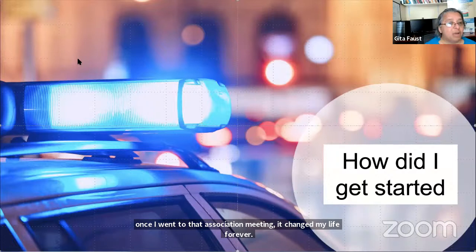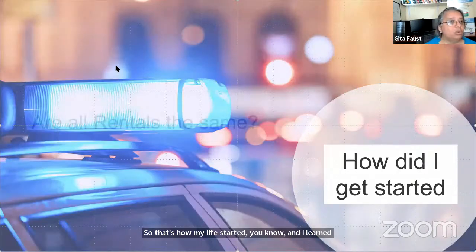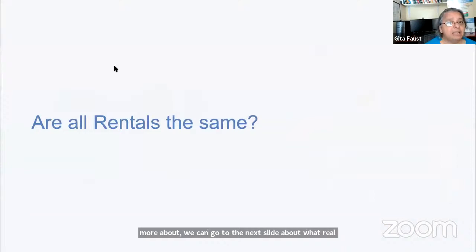So that's how my life started, and I learned more about, we can go to the next slide, about what real estate was and different types of rentals. So you must be wondering, how am I going to cover various types of rentals today? Well, let's start with the most common one, residential rentals by real estate investors, that is by landlords.